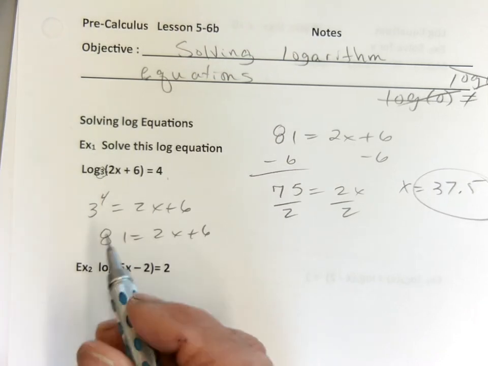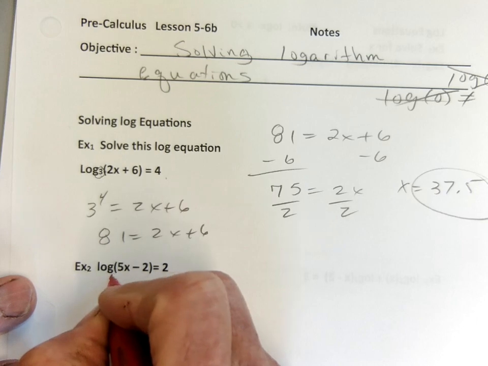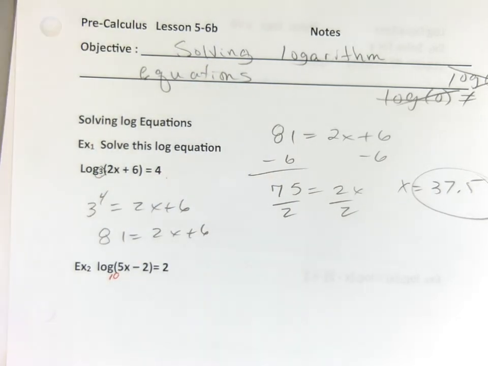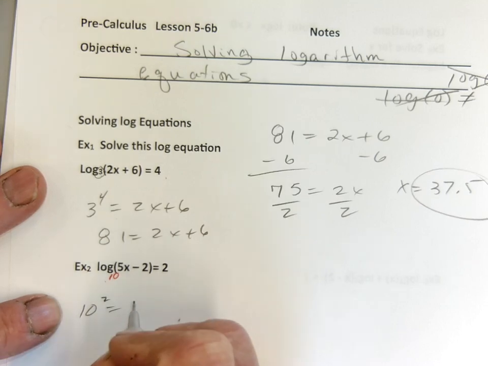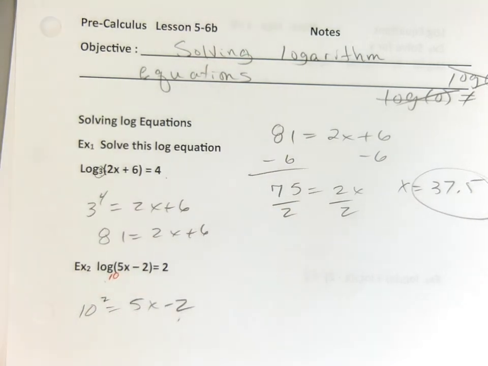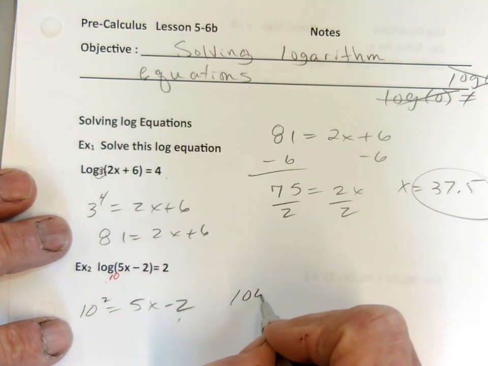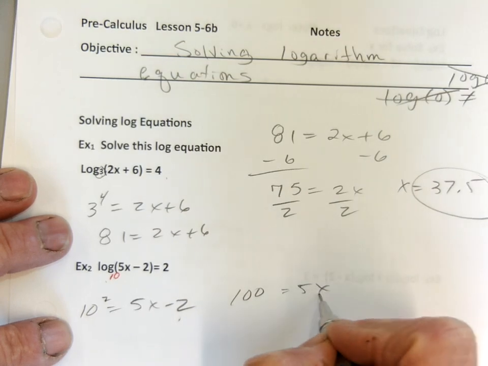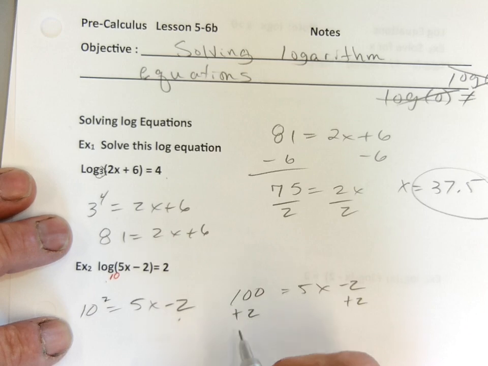Okay, example 2 is nearly identical to example 1 except for our bases. Invisible, it is a base of 10. So let's rewrite it. 10 to the 2 power equals 5x minus 2, okay? I'm just going to change it from log form to exponential form. 10 squared then, of course, is 100, right? Equals 5x minus 2. I'll solve. I'll go plus 2, plus 2.